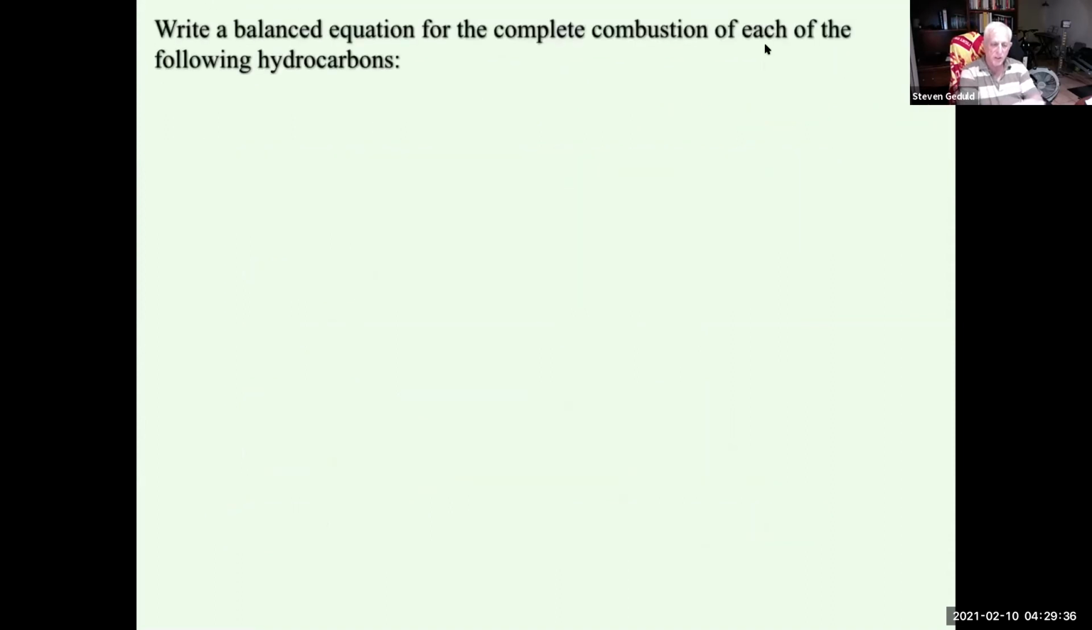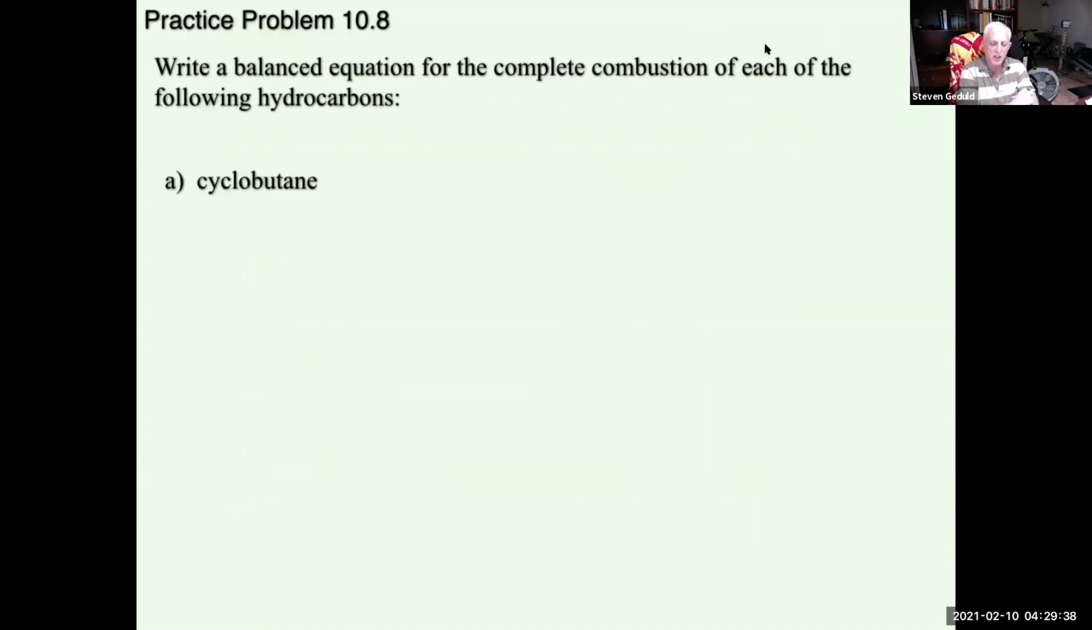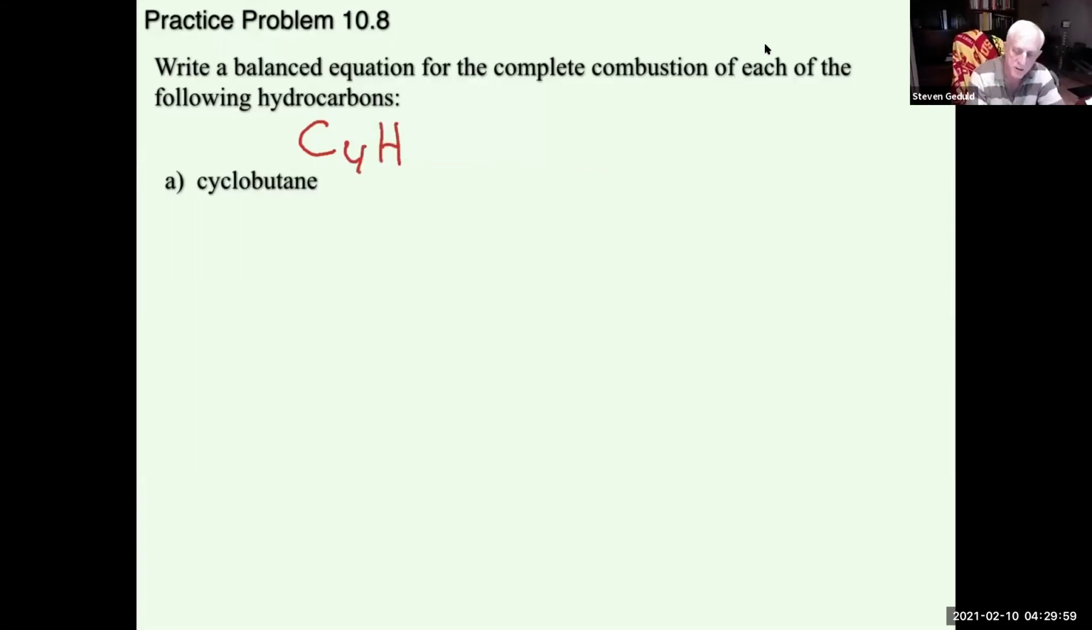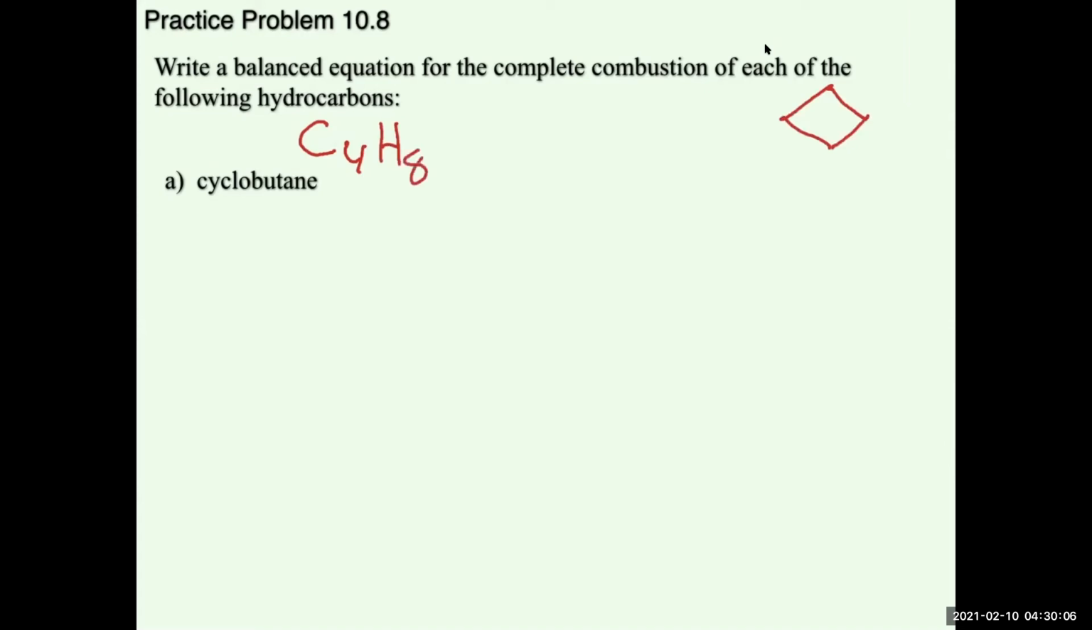All right. Write a balanced equation for the complete combustion of cyclobutane. Cyclobutane. You have to tell me how many carbons, how many hydrogens. Cyclobutane is how many carbons? 4. And how many hydrogens? Remember, cyclobutane looks like this. Right? And there's 2 hydrogens at every corner. So C4H8. Perfect.